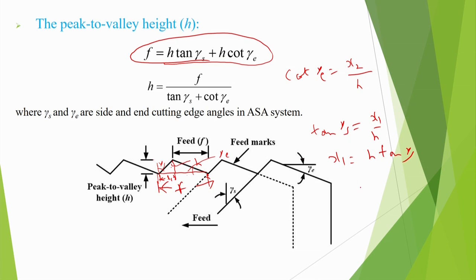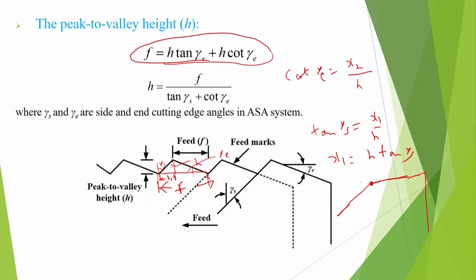So gamma e can be like this. Ideally, if I can have a tool like this, then it will even out the surface. That means gamma e is 0 in this case. This is a tool in which gamma e is 0, and suppose it is cutting like that.